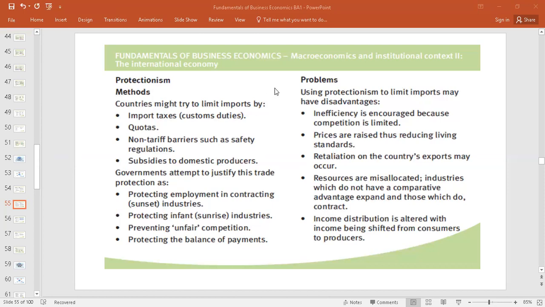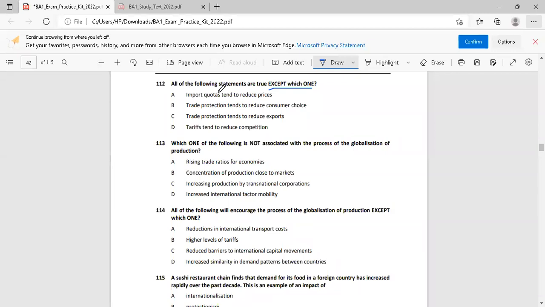So, wait a minute. Question number 112. All of the following statements are true except which one? Import quotas tend to reduce prices. Trade protection tends to reduce consumer choice. Trade protection tends to reduce exports. Tariffs tend to reduce competition.